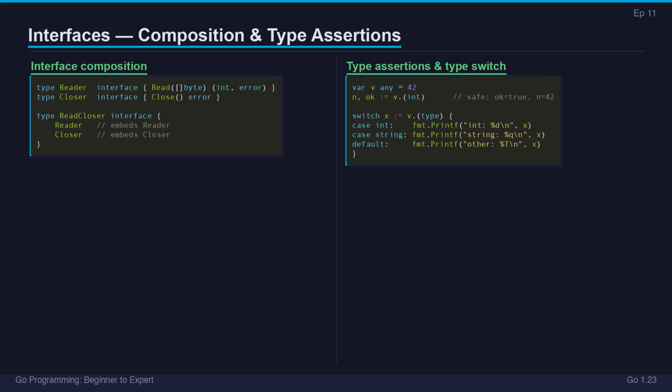The two-value form is safe. ok is false if the assertion fails. The single value form panics on failure. For multiple possible types, use a type switch.